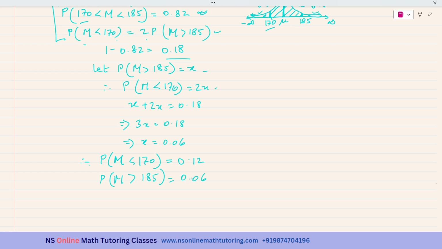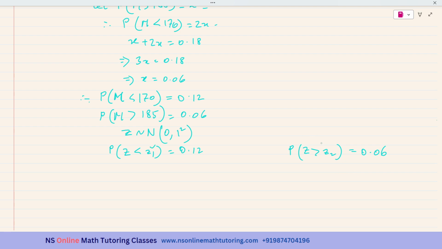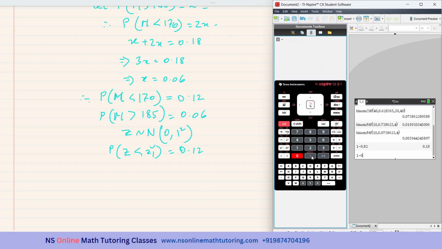And as we know, whenever we do not know the value of the mean or the standard deviation or both of them, we have to use the standardized normal distribution function Z. So Z is the standardized normal distribution function with the mean as 0 and the variance as 1 square. So P of Z less than, say, Z1 is equal to 0.12 and P of Z greater than Z2 is equal to 0.06. And since we have to find the values of Z1 and Z2, we should be having the less than sign instead of the greater than sign. So I have to change this sign. So therefore, P of Z less than Z2 should be equal to 1 minus 0.06, which is equal to 0.94.